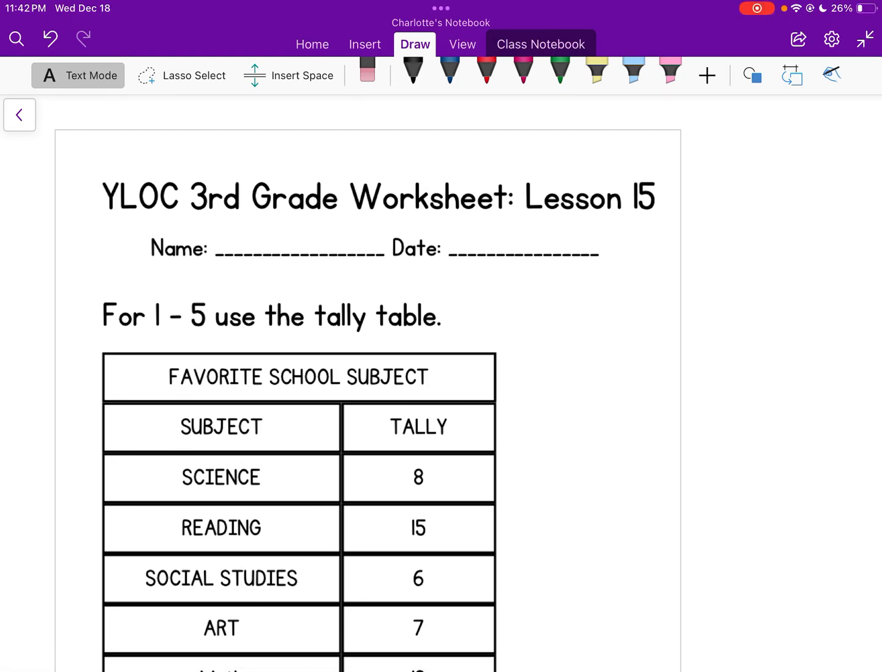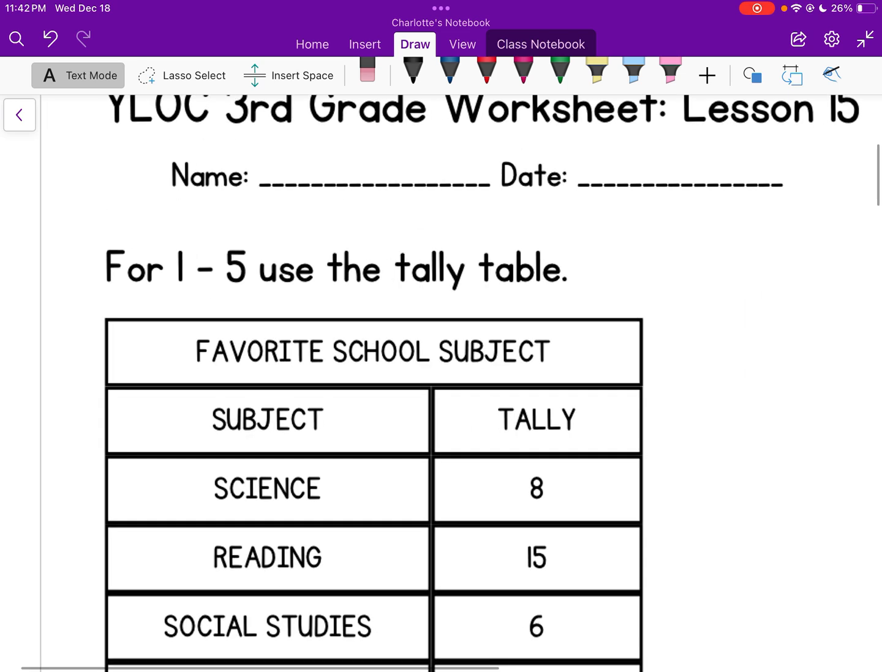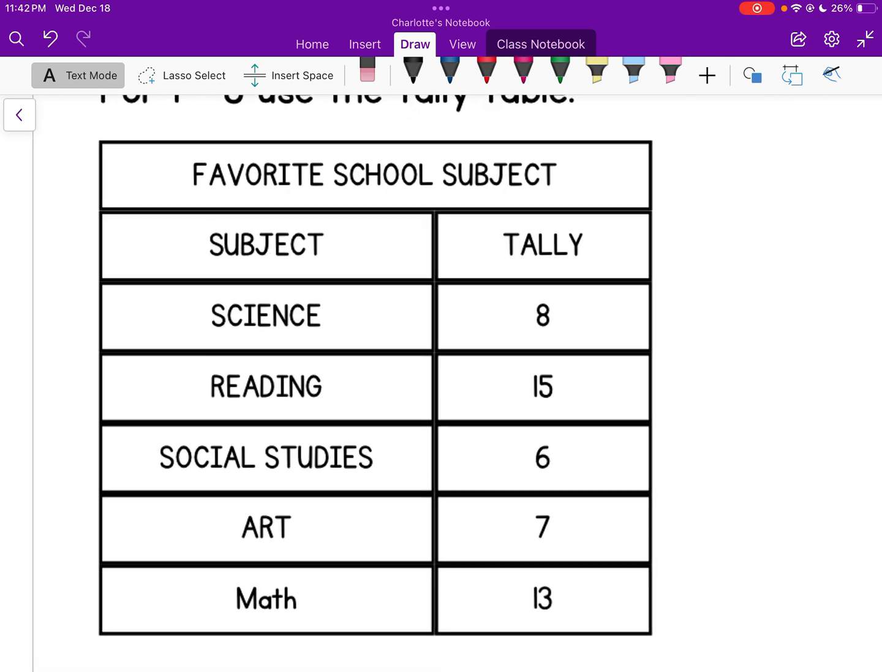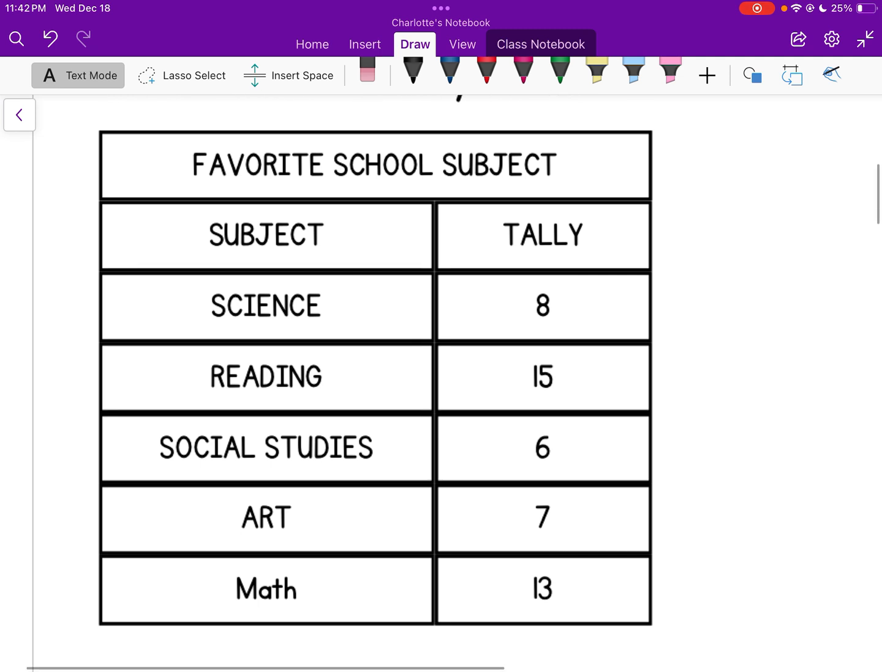Hello, we're gonna work on the Wyland third grade worksheet, lesson 15 today. First of all, for numbers 1 through 5, use the tally table. We'll look at this table right now. It says favorite school subject and subject tally. Science is 8, reading 15, social studies 6, art 7, and math 13.